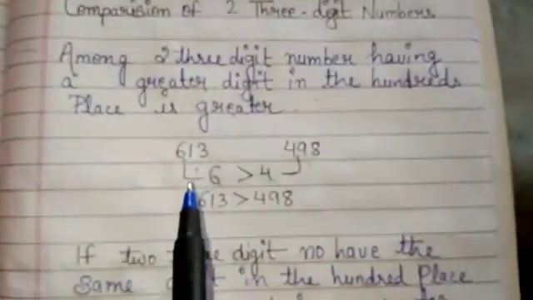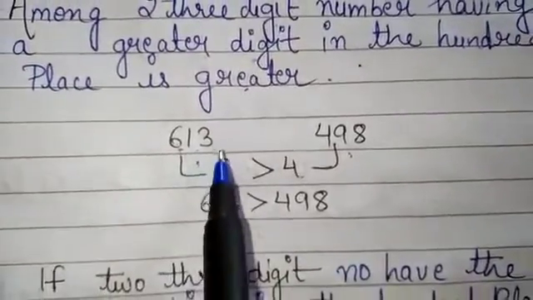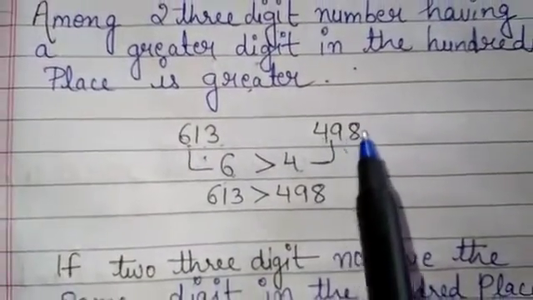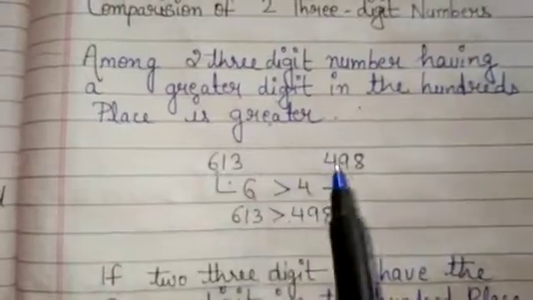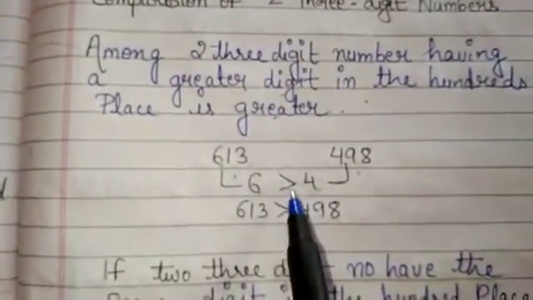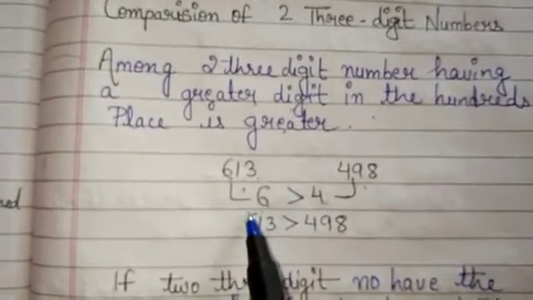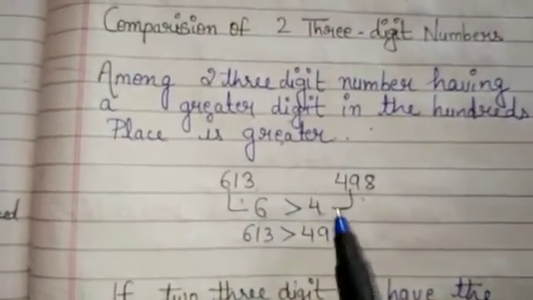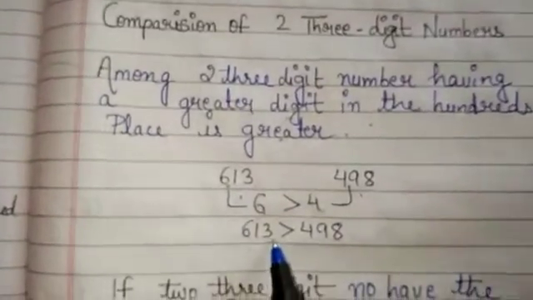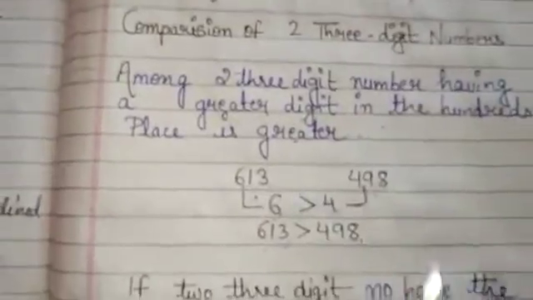Looking at the numbers, we can see here 613 and 498. On the 100s place we have 6 and 4. Which one is greater? 6 is greater. So the symbol's mouth is open this side. So 613 is greater than 498. This was a simple case.